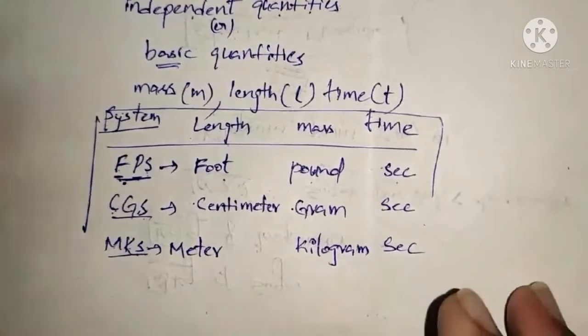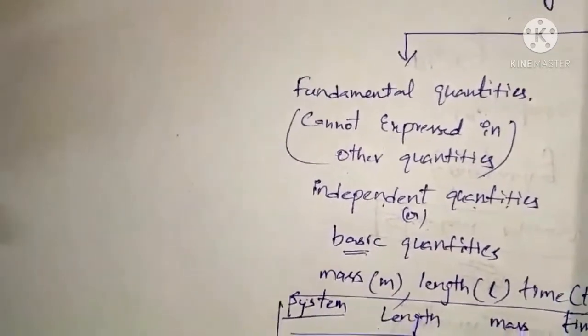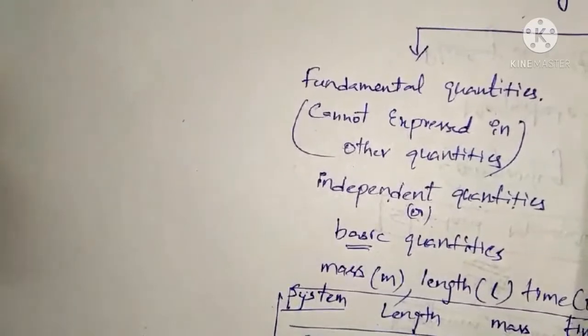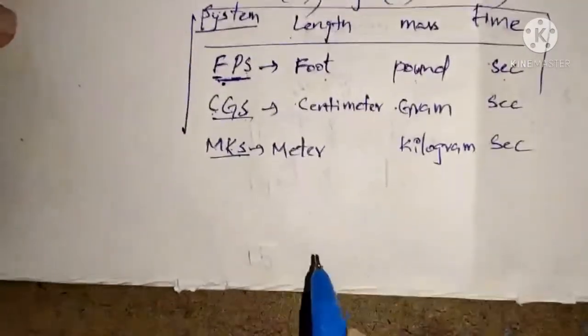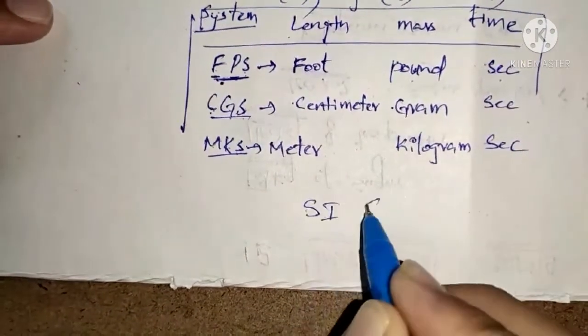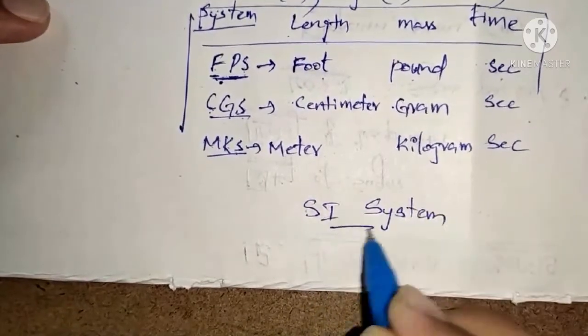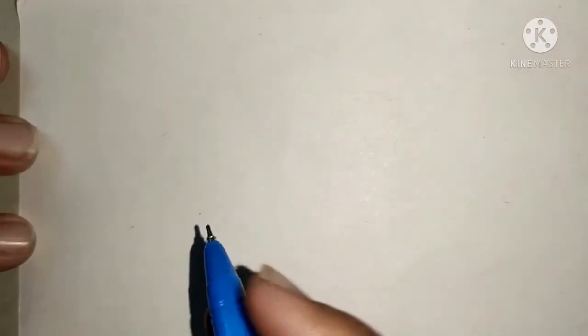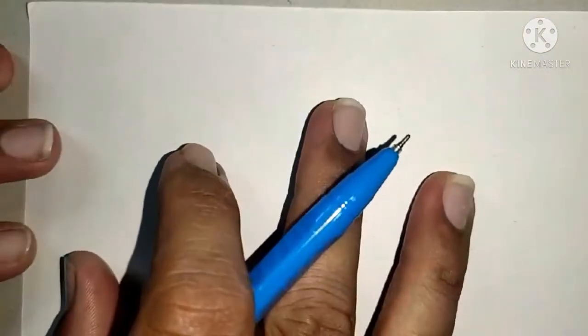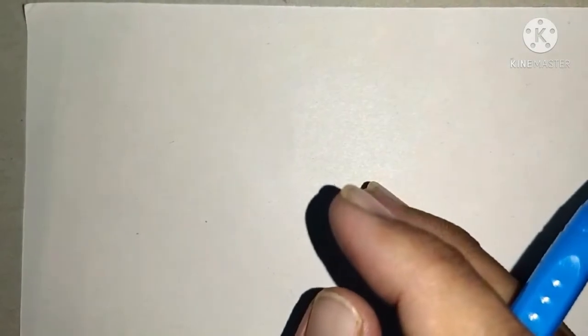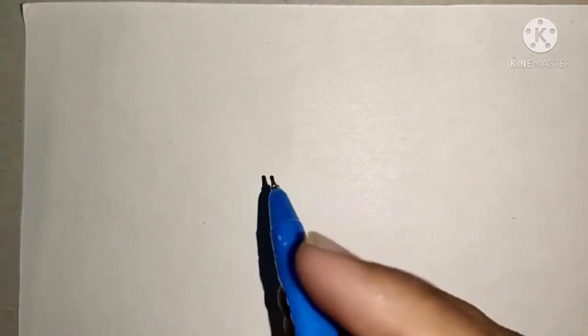Next, okay students, besides this we have one more system. That system we call the SI system. Let's see what the SI system is. The scientists evolved three different types of measurements, that is FPS, CGS, and MKS systems, which are the length, mass, time we just discussed in the previous topic.